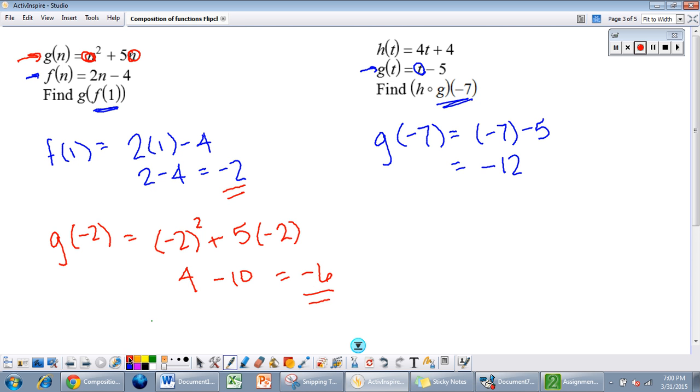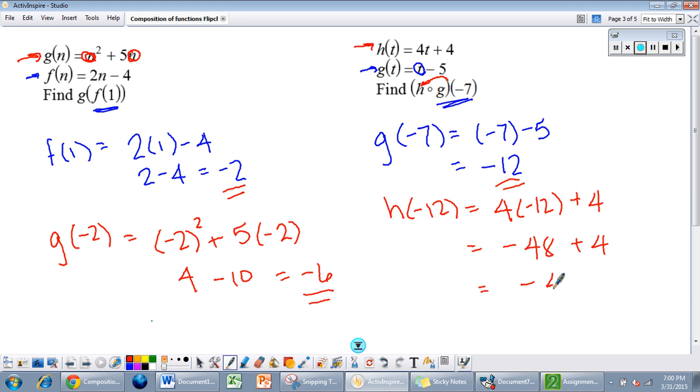That result, the negative 12, then gets inserted into the h function, because once I finish the g, I now need to go to the h function in place of the variable. So h of negative 12 equals 4 times the negative 12 plus 4. Doing order of operations, 4 times negative 12 is negative 48, plus 4, which equals negative 44.